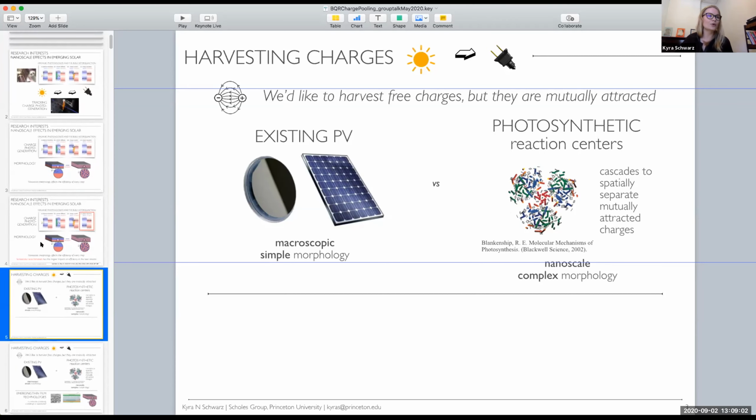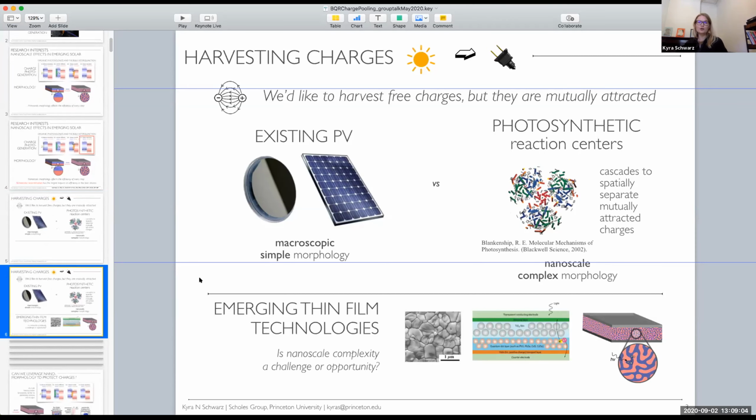So I guess now we're in this regime of new technologies that aren't perfectly crystalline, in perfect lattices. We have all this complexity. And so the question is, do we view this as something that's a challenge, or is it maybe an opportunity?